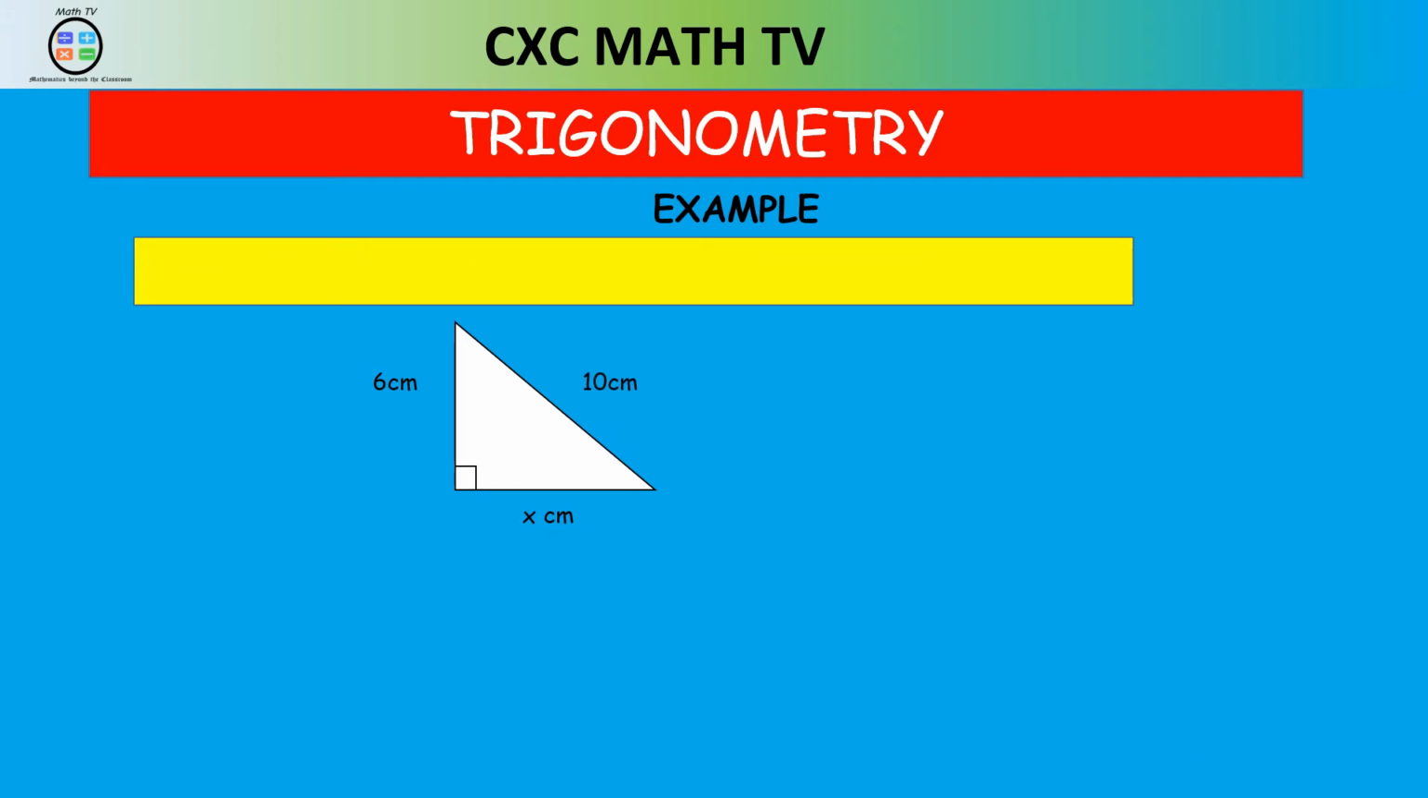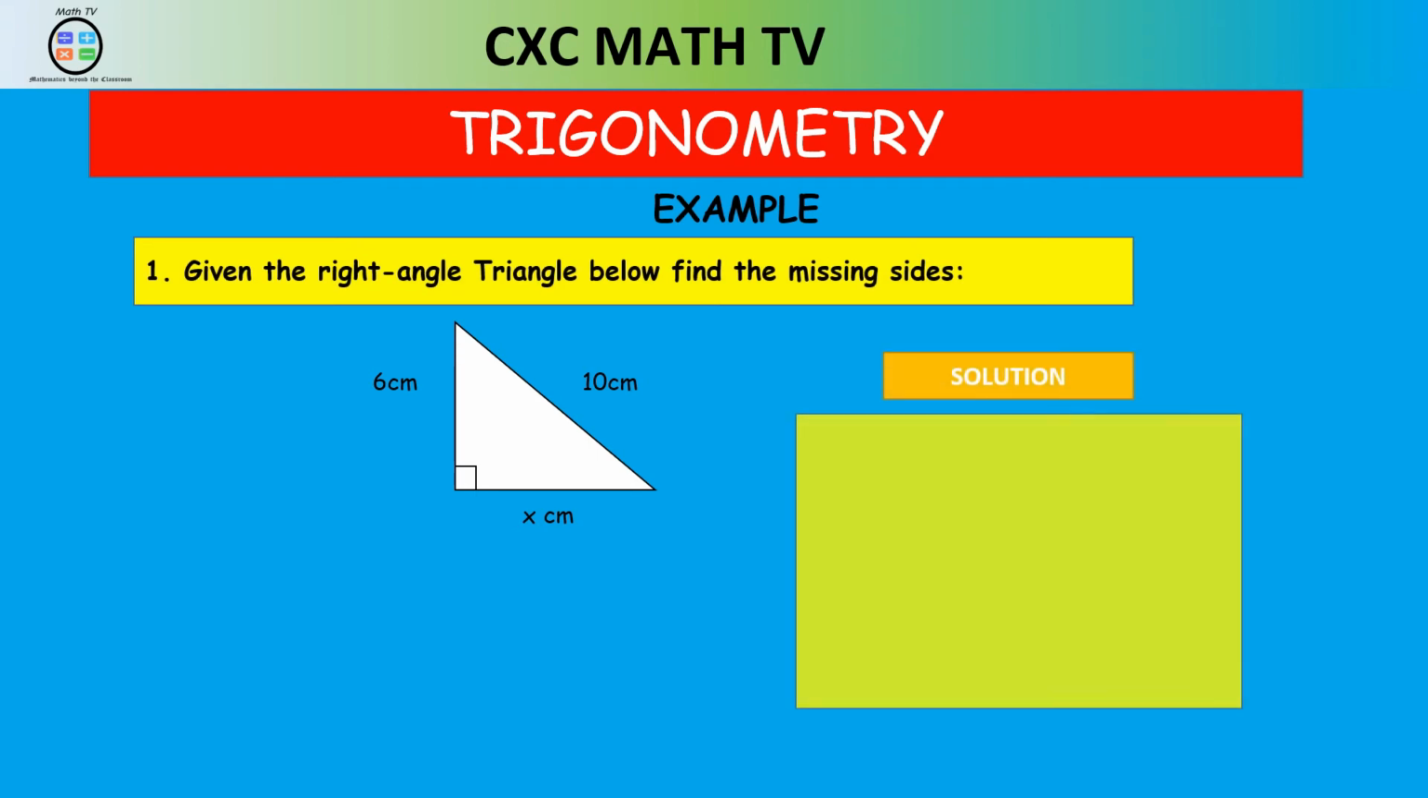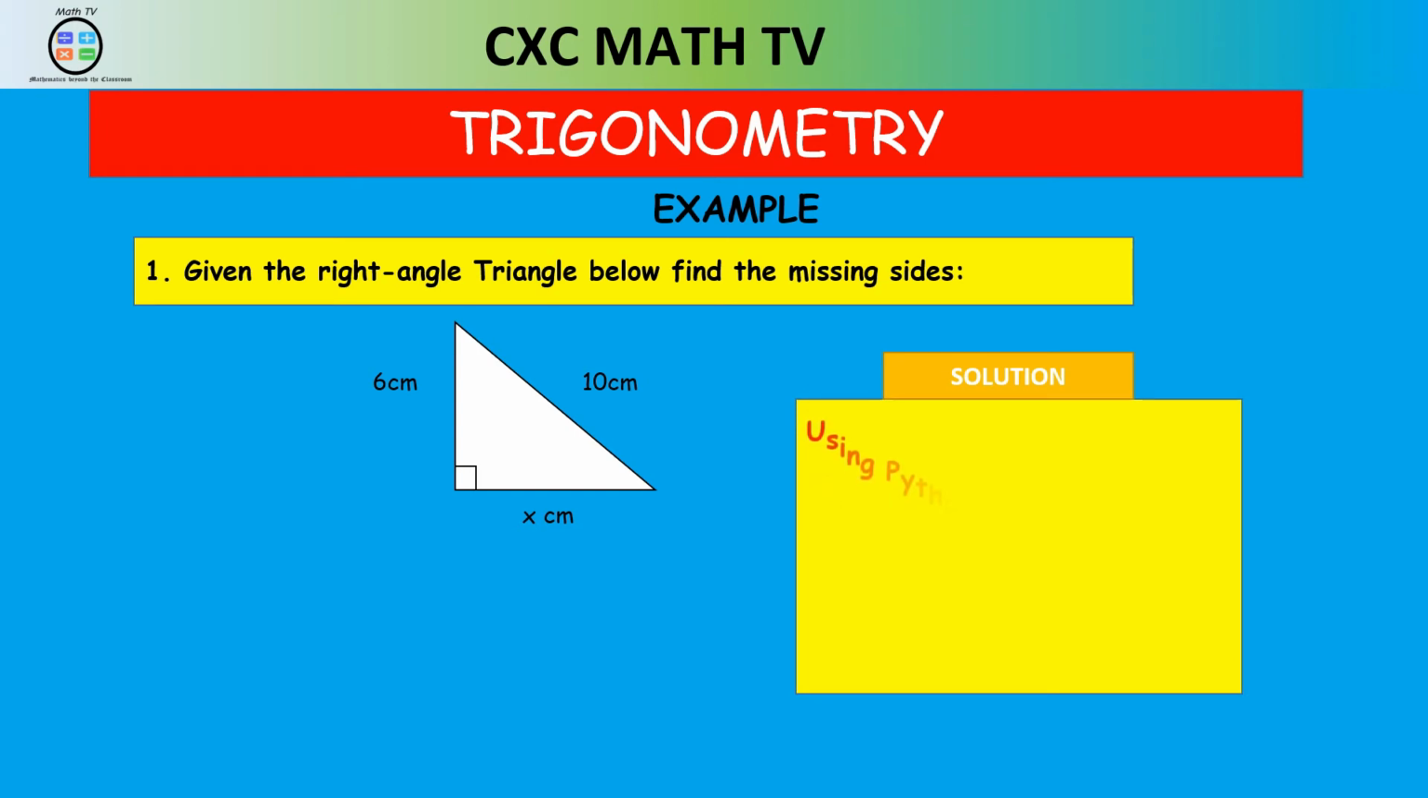Now, in attempting this question, we know that 6 squared plus x squared will be equal to 10 squared. 6 squared is 36, so 36 plus x squared is equal to 10 squared, and 10 squared is 100. So now we bring over the 36, so x squared is equal to 100 minus 36, which is 64. So x squared is equal to 64, and then we square root both sides to make x the subject, and so x is equal to 8, because the square root of 64 is 8.